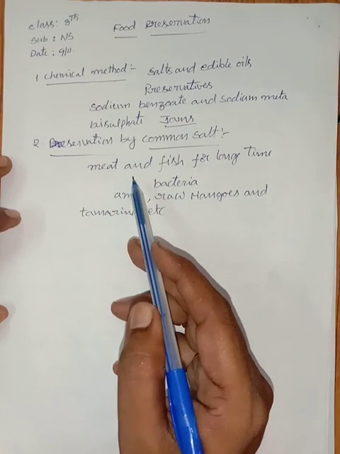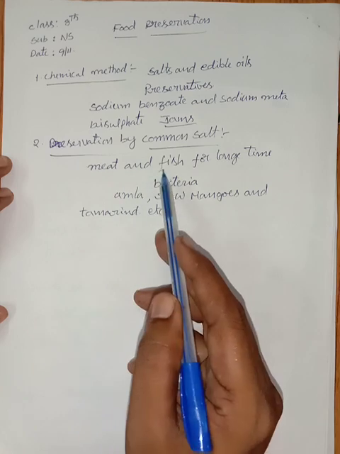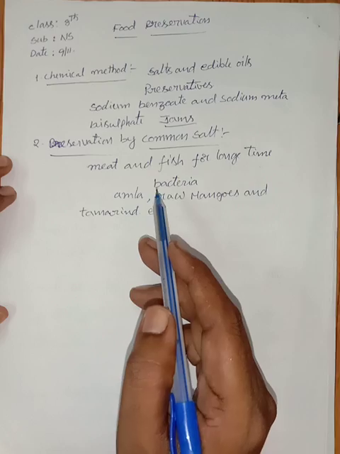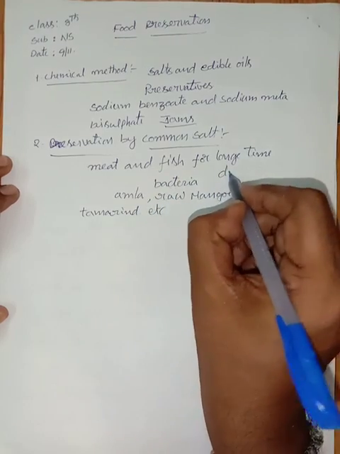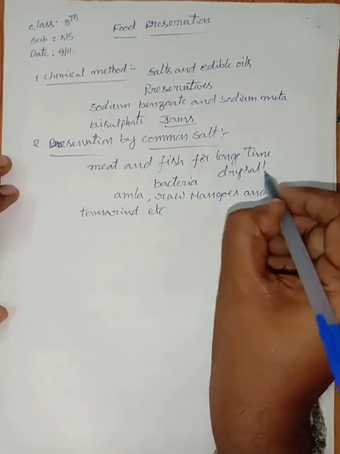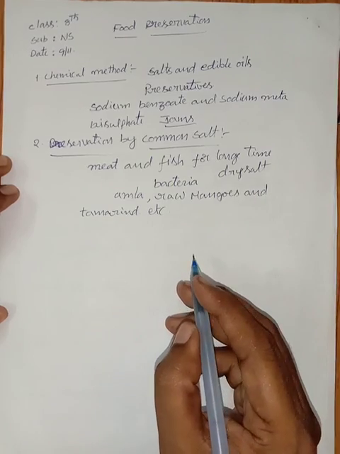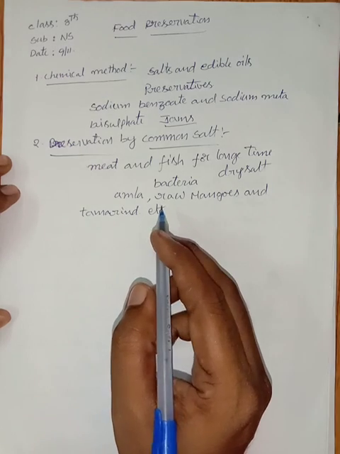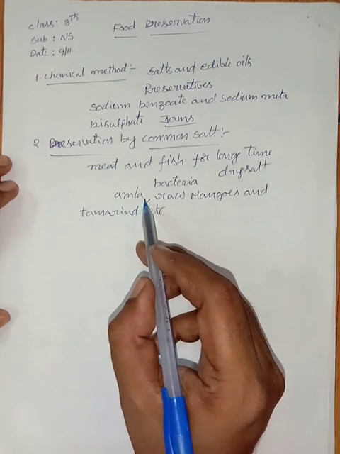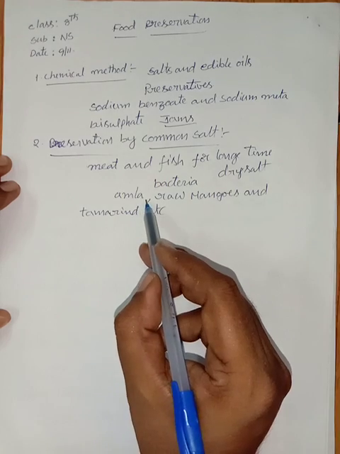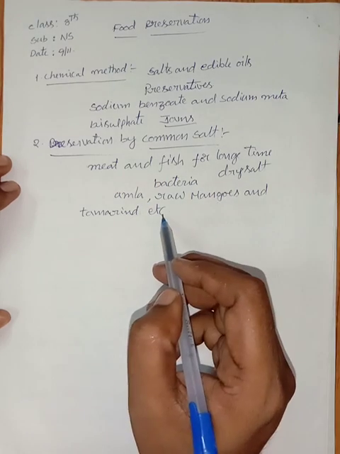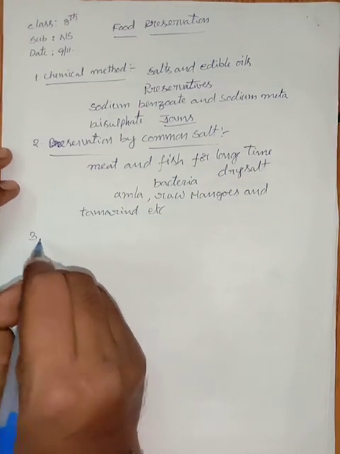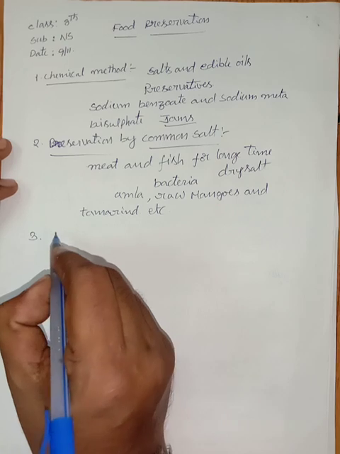Common salt has been used to preserve meat and fish for a long time. Meat and fish are covered with dry salt to check the growth of bacteria. Okay, children. Salting is also used to preserve amla, raw mangoes, and tamarind, etc. And the third method is preservation by sugar.